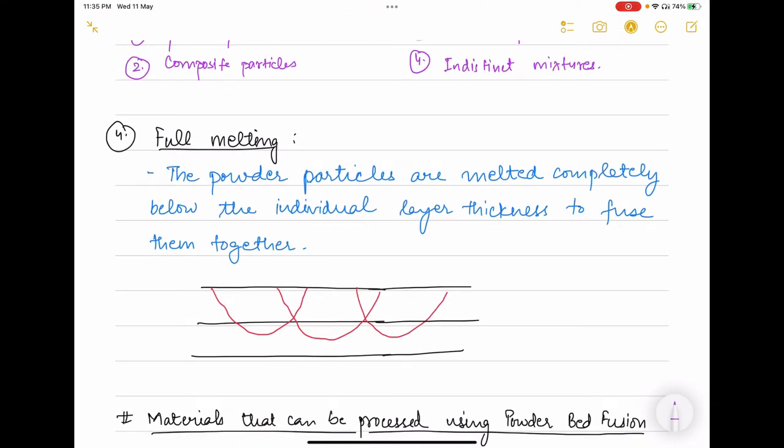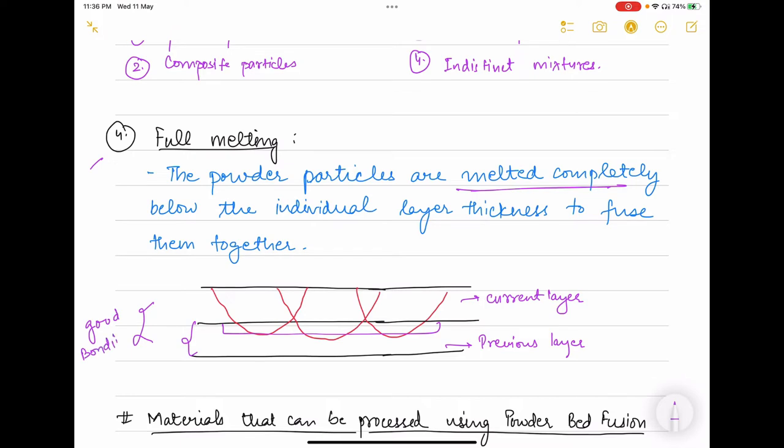Now the fourth technique of fusing powder particles is full melting. Here the powder particles are melted completely to fuse together. Here the layer below the current layer is also partially melted. So if this is your current layer that is being printed and this is your previous layer, then it is necessary that a part of this also melts so that there is good bonding between these two layers, to ensure good bonding and interfacial properties.